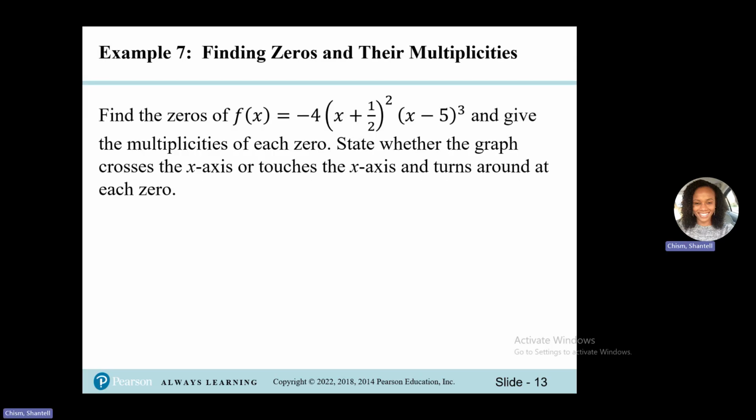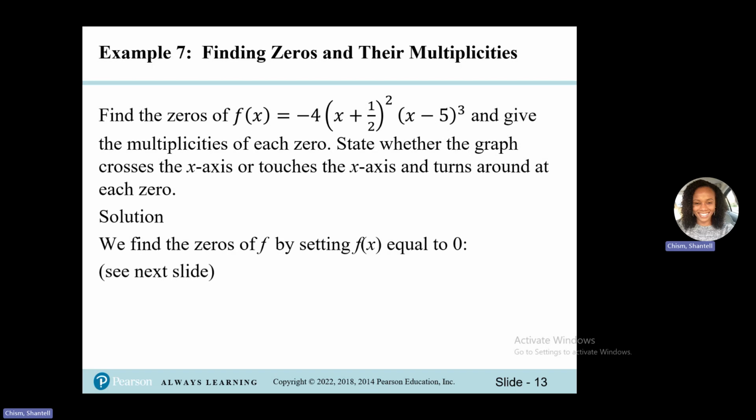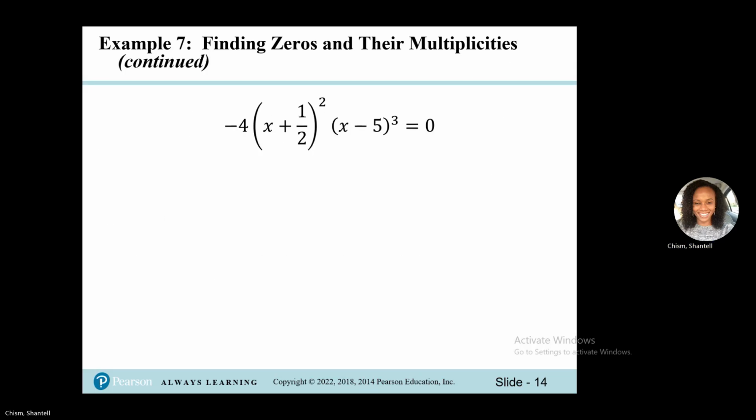So here's an example. Notice that it's already in its factored state. So really what we need to do is just take each factor and set it equal to 0. So we have x plus 1/2 squared. We're going to place that equal to 0. And we have x minus 5 cubed, and we're setting that equal to 0.